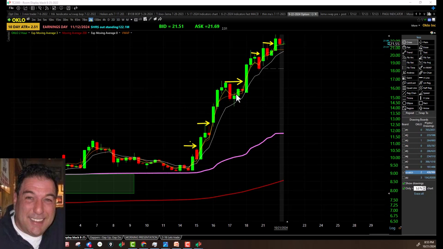Because the 3 never crosses the 8, instead of getting out, you add. Instead of getting out, you add. You add, right there.